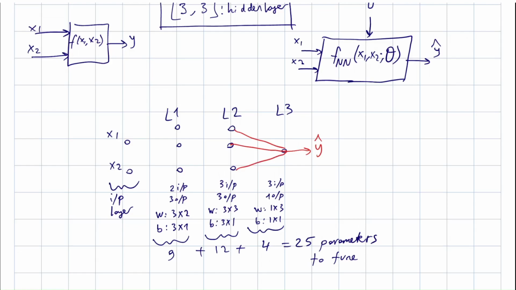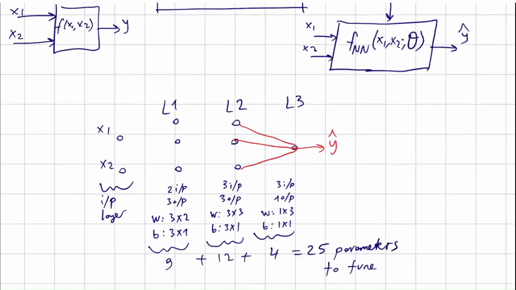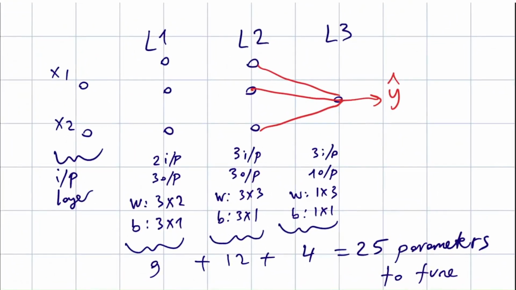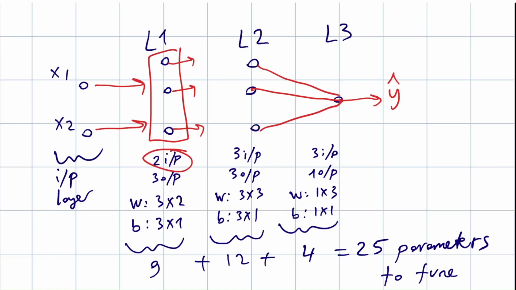Let's check this first layer. Let me zoom in. If you look at this, we have three neurons, and this layer takes two signals basically, and its output size is equal to its neuron size, right? That's why I wrote two inputs here.